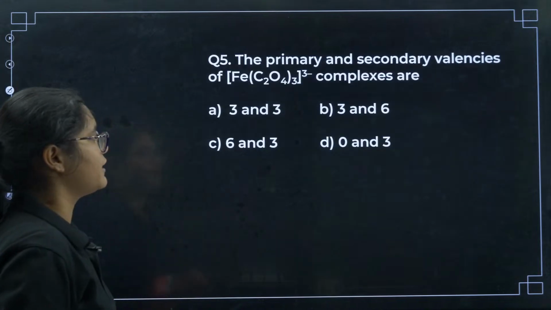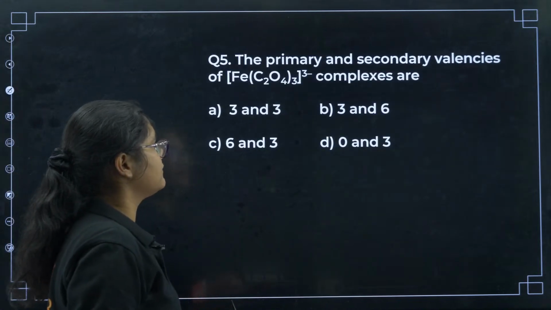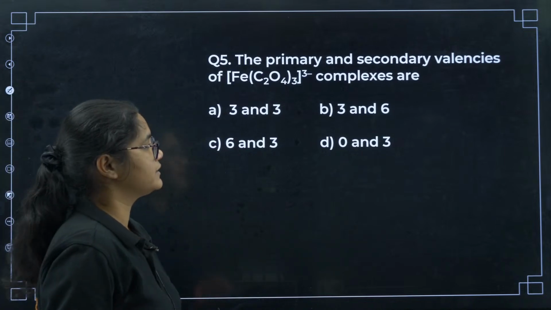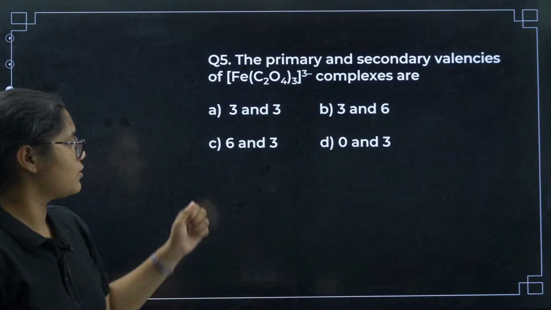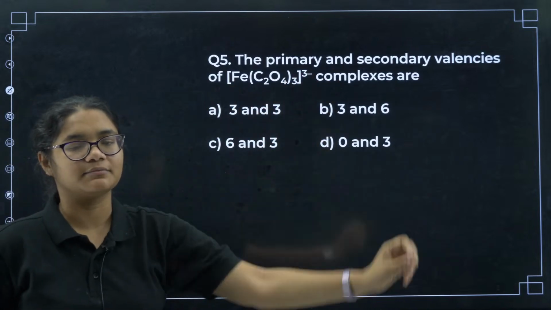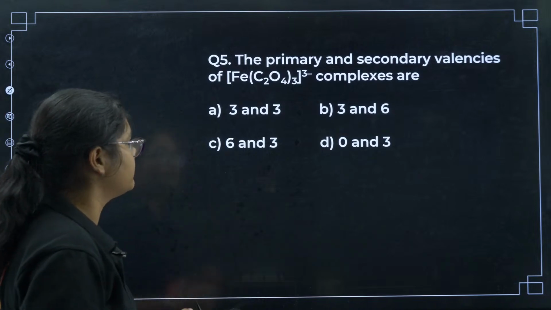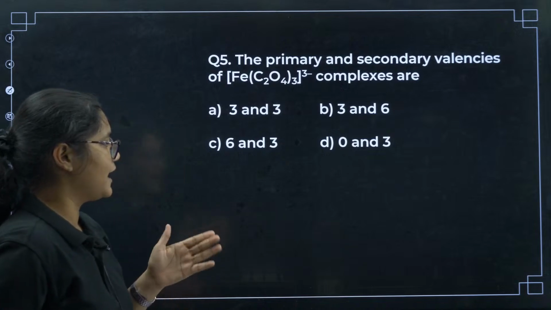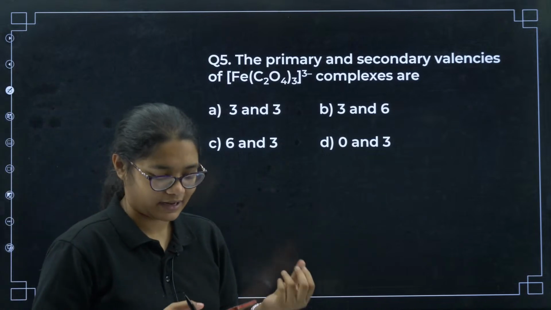Next, question number 5. The primary and the secondary valency of the [Fe(C2O4)3]3- complex are? So primary valency is the oxidation number of Fe and secondary valency is the coordination number of Fe. So what will be the answer here? Is it 3 and 3, 3 and 6, 6 and 3, or 0 and 3?